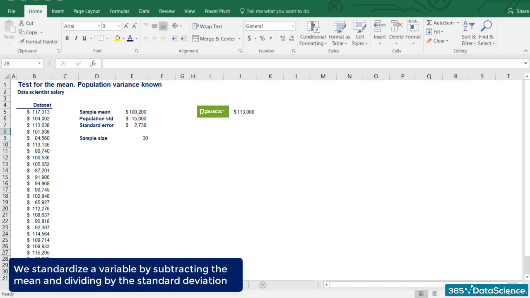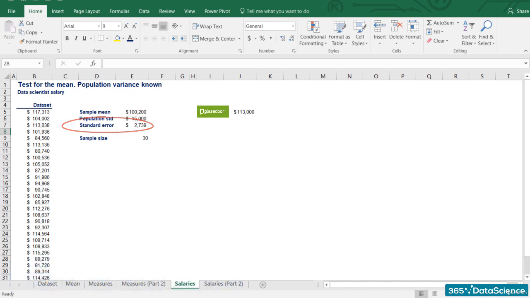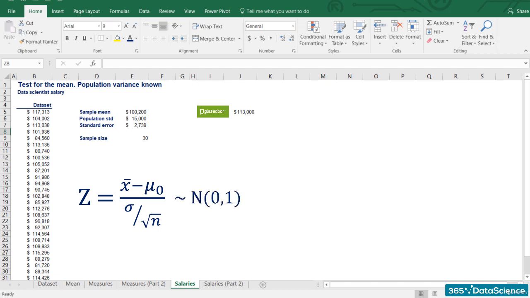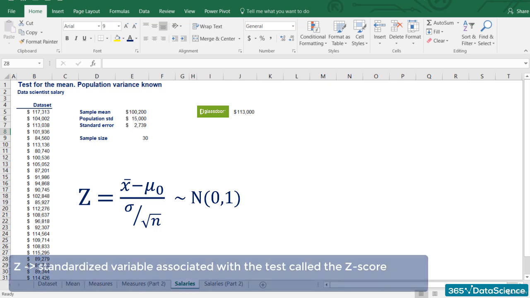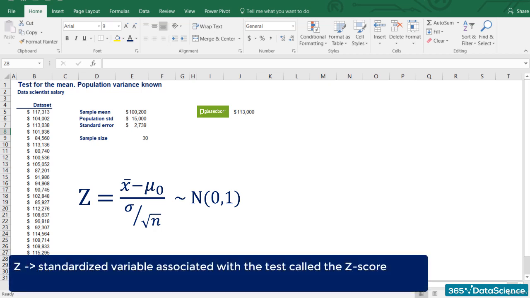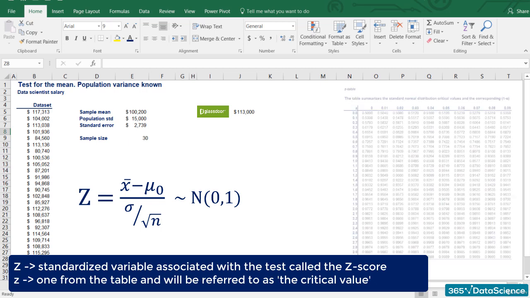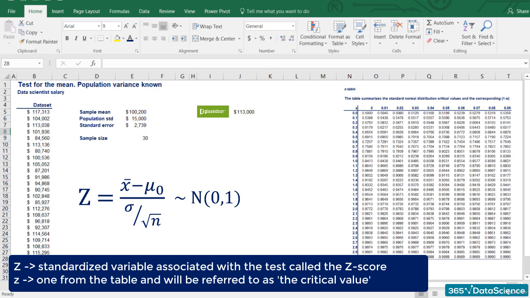We standardize a variable by subtracting the mean and dividing by the standard deviation. Since it is a sample, we use the standard error. Thus, the formula for standardization becomes capital Z is equal to the sample mean minus the value of interest from the null hypothesis divided by the standard error. In this way, we obtain a distribution with a mean of 0 and a standard deviation of 1. This uppercase Z should not be mistaken with lowercase z. The uppercase Z is the standardized variable associated with the test and will be called the z-score from now on. The lowercase z is the one from the table that we've talked about before, and henceforth will be referred to as the critical value.